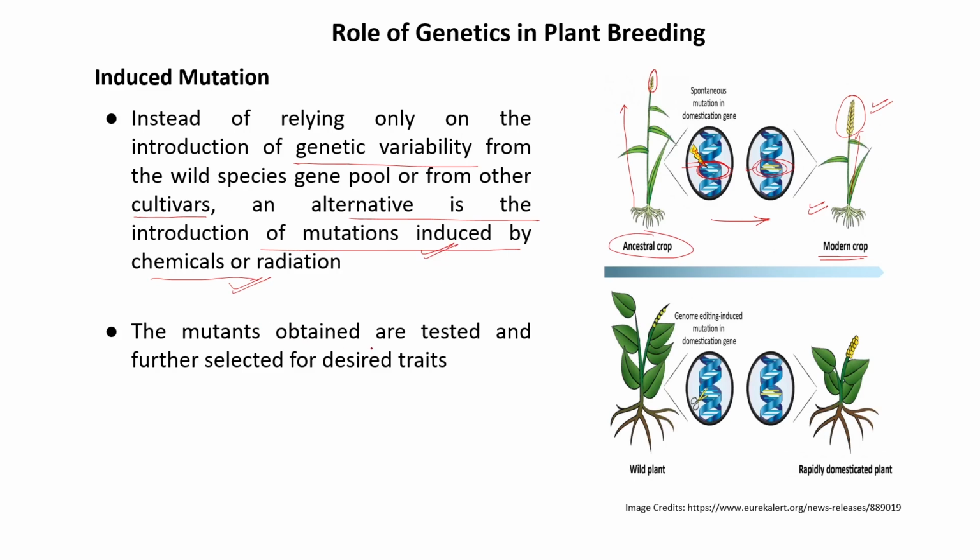The mutations obtained are tested and further selected for the desired traits. So sometimes what happens, these new plants after the mutation are tested whether they have the required traits or not. If they have that required trait, they are selected, and a new species or a new variety of the crop is introduced.